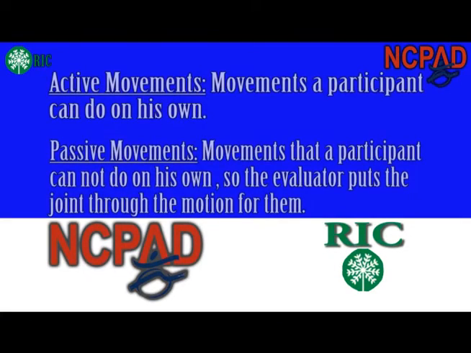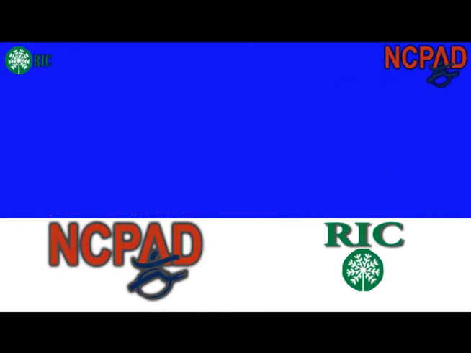There are two types of movements the participant can engage in, and these are active and passive movements. Active movements are those which the participant can do on their own, and passive movements are those which the participant cannot do on their own, so the evaluator puts the joint through the range of motion for them.